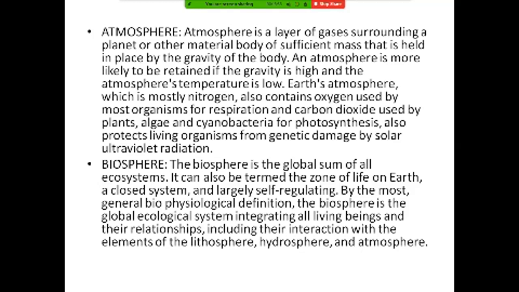And what does it give us? It gives us the oxygen. It takes in carbon dioxide and it gives us oxygen. Now, the last topic of the four realms of the earth is the biosphere.